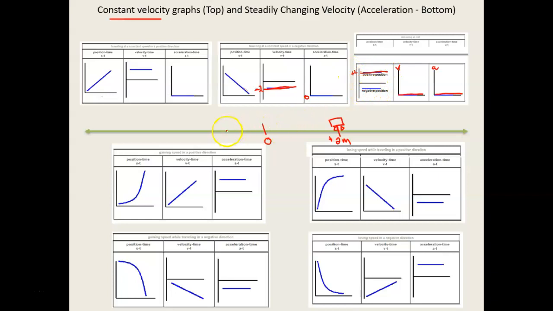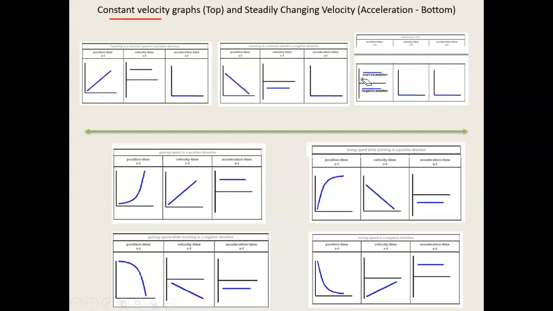Alternatively, let's say we were hanging out in some negative position. Let's say our car is over here, just doing nothing at location negative 1 meter. Well, we graph that like this. My displacement is constant at this location, negative 1 meter. My velocity is 0. My acceleration is 0. So just want to throw all that out there. It may seem like a lot, but it's all the same thing. It's all constant velocity. It's just constant positive velocity, constant negative speed, or constant 0 speed.